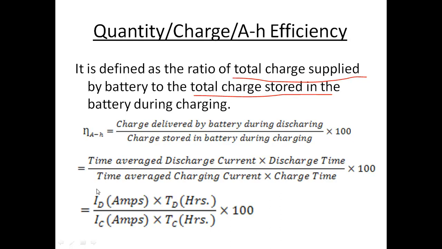So if ID is the amount of current which the battery can supply, and if it supplies this current for TD duration of time, then ID into TD gives us the amount of charge which the battery can deliver to the load. Similarly, IC is the charging current and TC is the charging time. When we multiply these two, we will get how much charge we have stored in the battery during the charging period. So here we are dealing with a ratio, that is QD by QC.